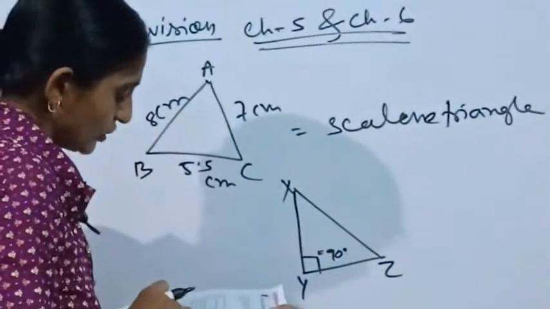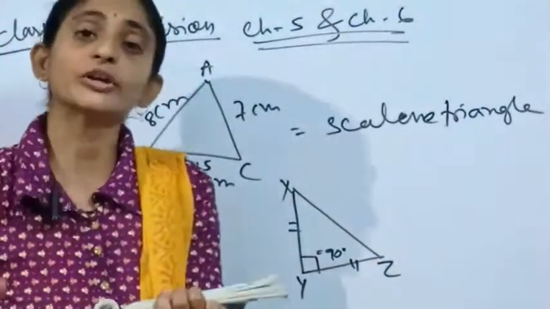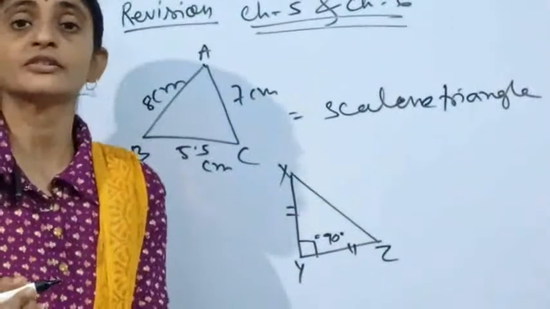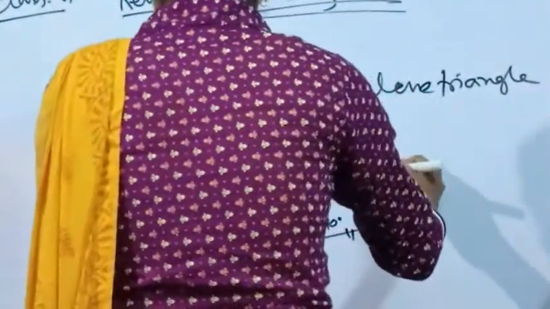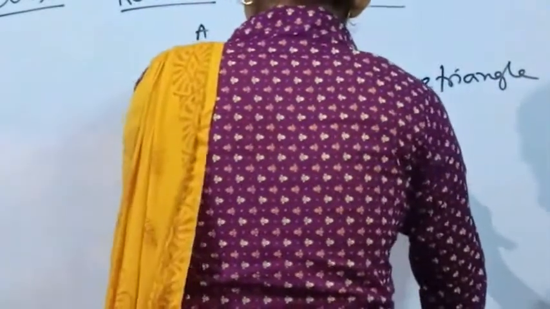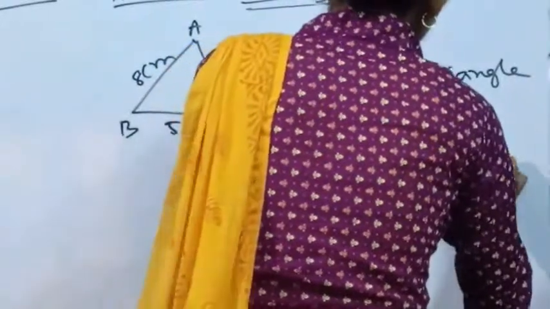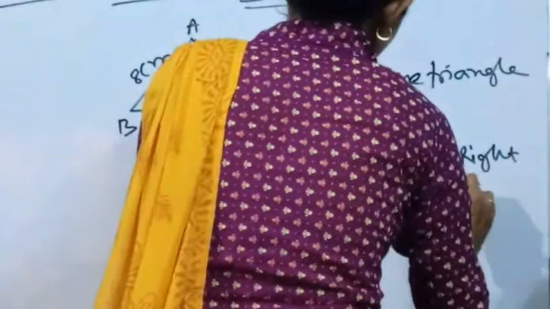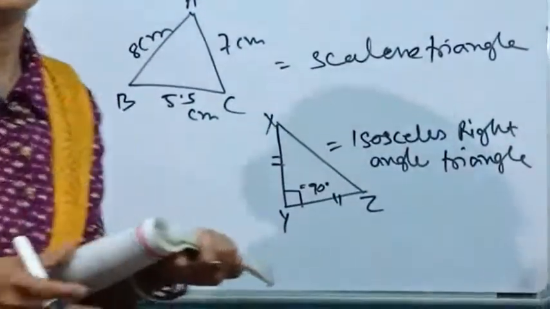And XY equal to YZ. XY equal to YZ, that means these two sides are equal. So what type of triangle are we getting? By the sides and by the angles, we can say it is an isosceles right angle triangle. So what will we write in this case? We will write it as an isosceles right angle triangle.